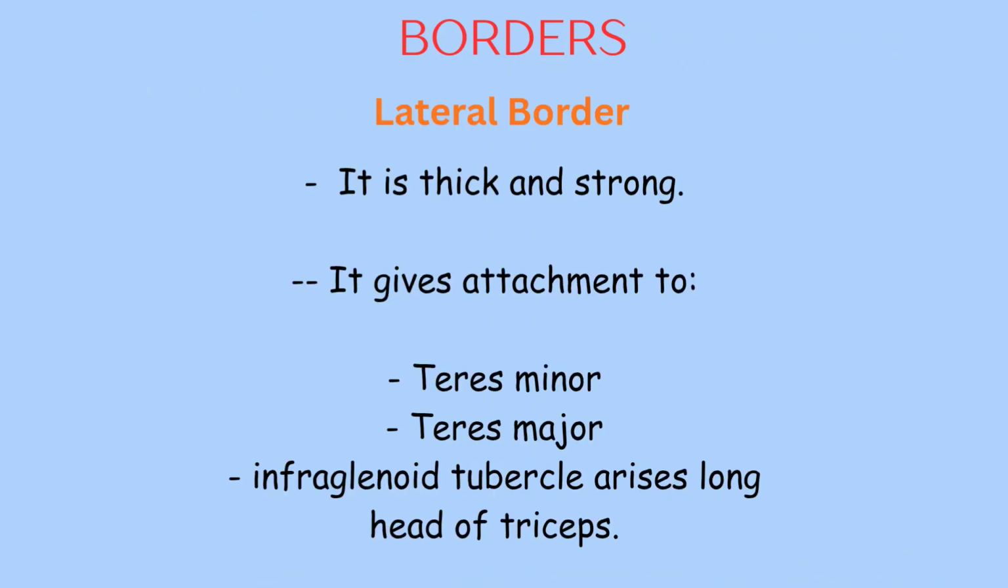Lateral border. It is thick and strong. It gives attachment to teres minor and teres major. Also from the infraglenoid tubercle arises the long head of triceps.